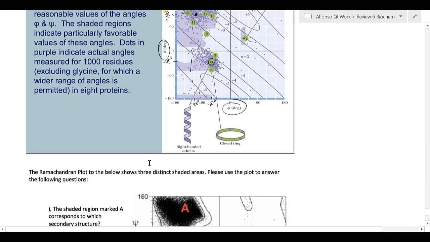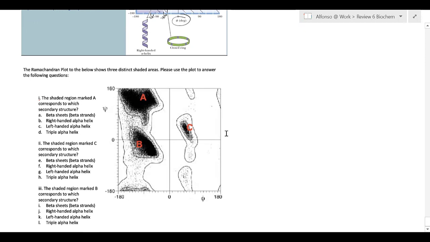And with this, let's go ahead and answer our last few questions. The Ramachandran plot below shows 3 distinct shaded areas. Please use the plot to answer the following questions. Roman numeral 1: the shaded region marked A corresponds to which secondary structure? Beta sheet. So the answer for 1 is beta sheet. Okay. Sorry for the messed up numbering. Looks great. Okay. So for 2, the shaded region marked C corresponds to which secondary structure?